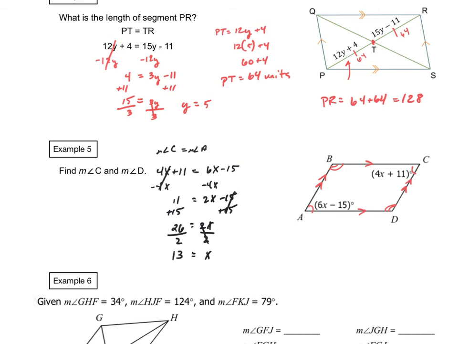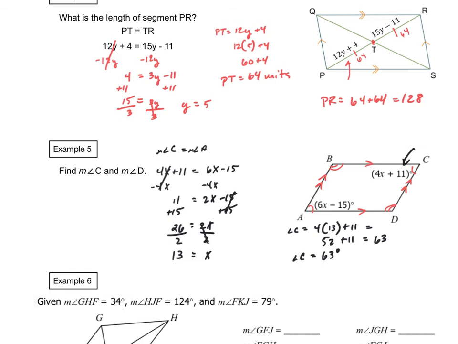Now, x is 13. I need to substitute that back in over here so I can find angle C. So let's see here. Angle C is equal to 4 times 13 plus 11, which is going to be 52 plus 11 is 63. So angle C is equal to 63 degrees.